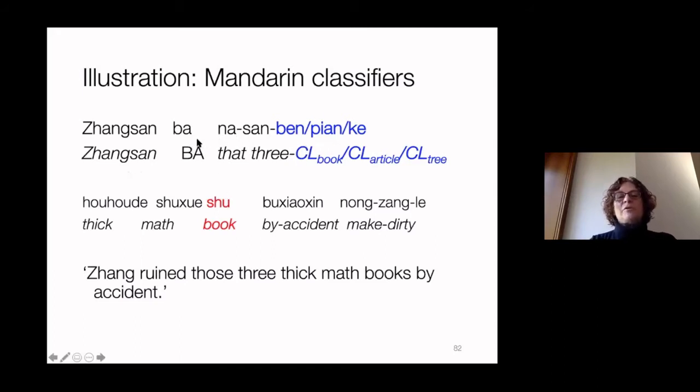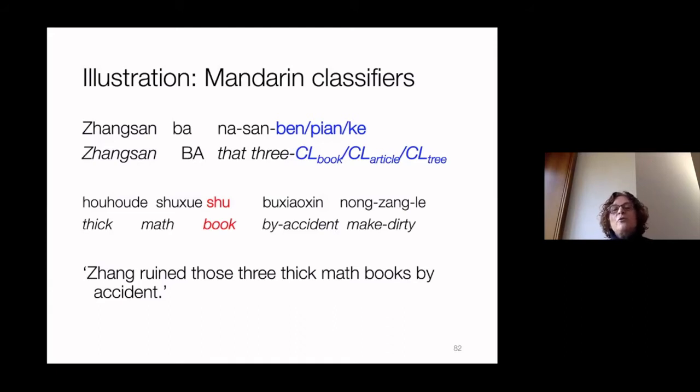In this case, you see the sentence, Zhang San ruined these 3 thick math books by accident. What you have here is the 3, and then you have 3 classifiers. One is the classifier that actually goes with the word book, ben. Then you have the classifier pian, which is semantically appropriate, but it doesn't go with books. And then you have the classifier for tree, which is both semantically and formally inappropriate. Then you have 2 intervening words, thick and math, and then you have the word book.